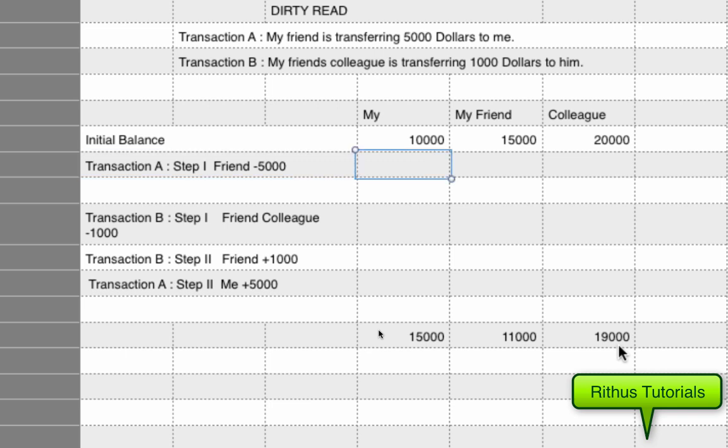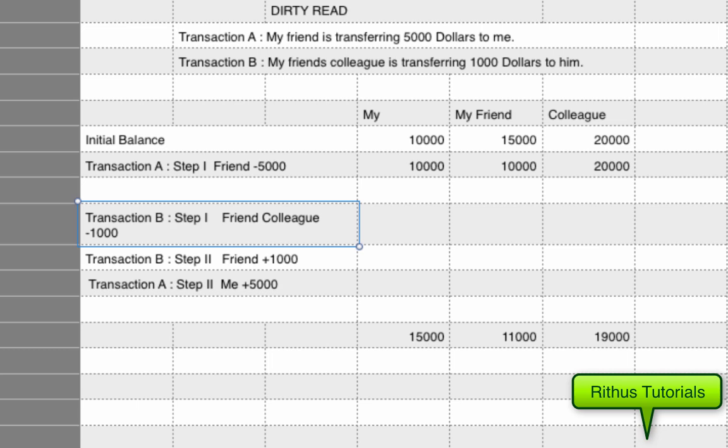So in that scenario, what would happen? My account has 10,000 rupees, so no change. The only change would be in my friend's account, so 15,000 would become 10,000, and my account would have the same amount, and his colleague is not even involved in transaction A, so it would remain the same. However, now step 1 of transaction B is executed, friend's colleague amount is deducted, so 20,000 becomes 19,000.